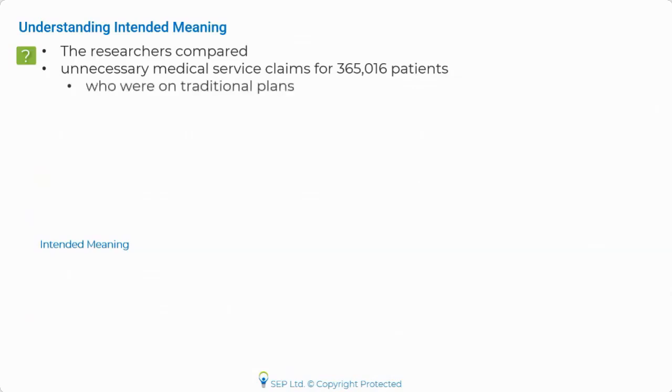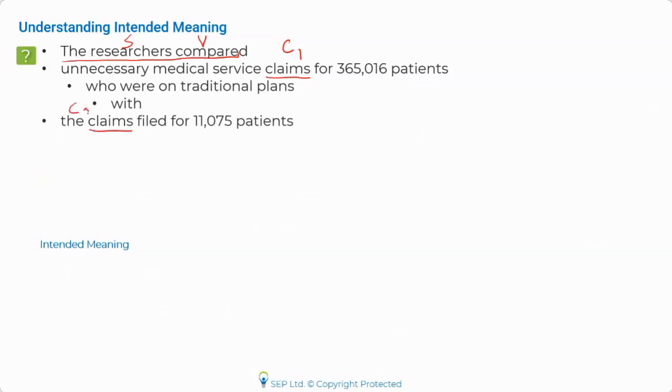So here goes. The researchers compared something. You have a body of researchers and they compared something. They compared unnecessary medical service claims for so many patients. And then we've got a modifier for patients who were on traditional plans. So these researchers are the subject, and the verb is compared. They compared claims for a certain kind of patients with, so they compared these claims, let's call them claim 1, with claim 2.